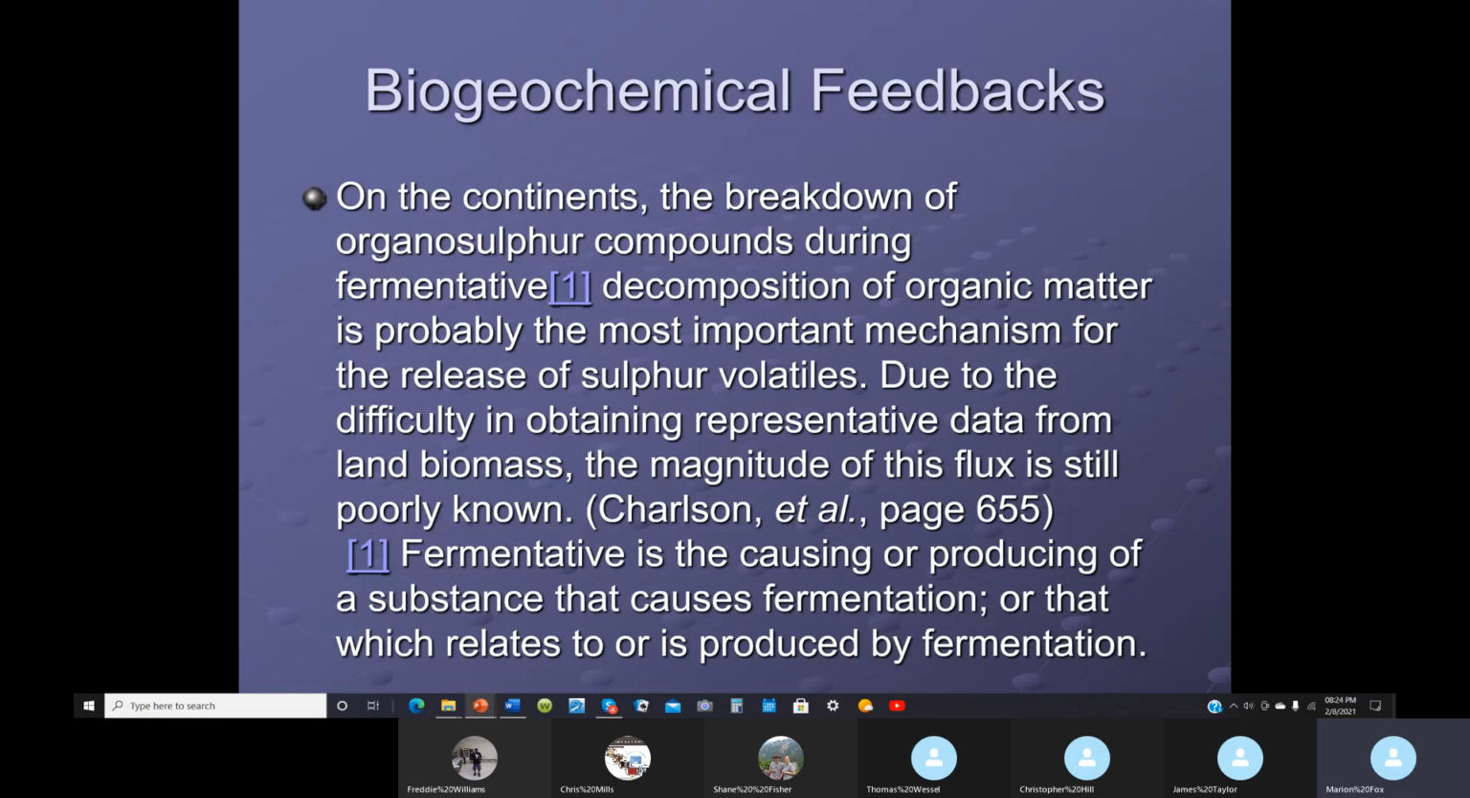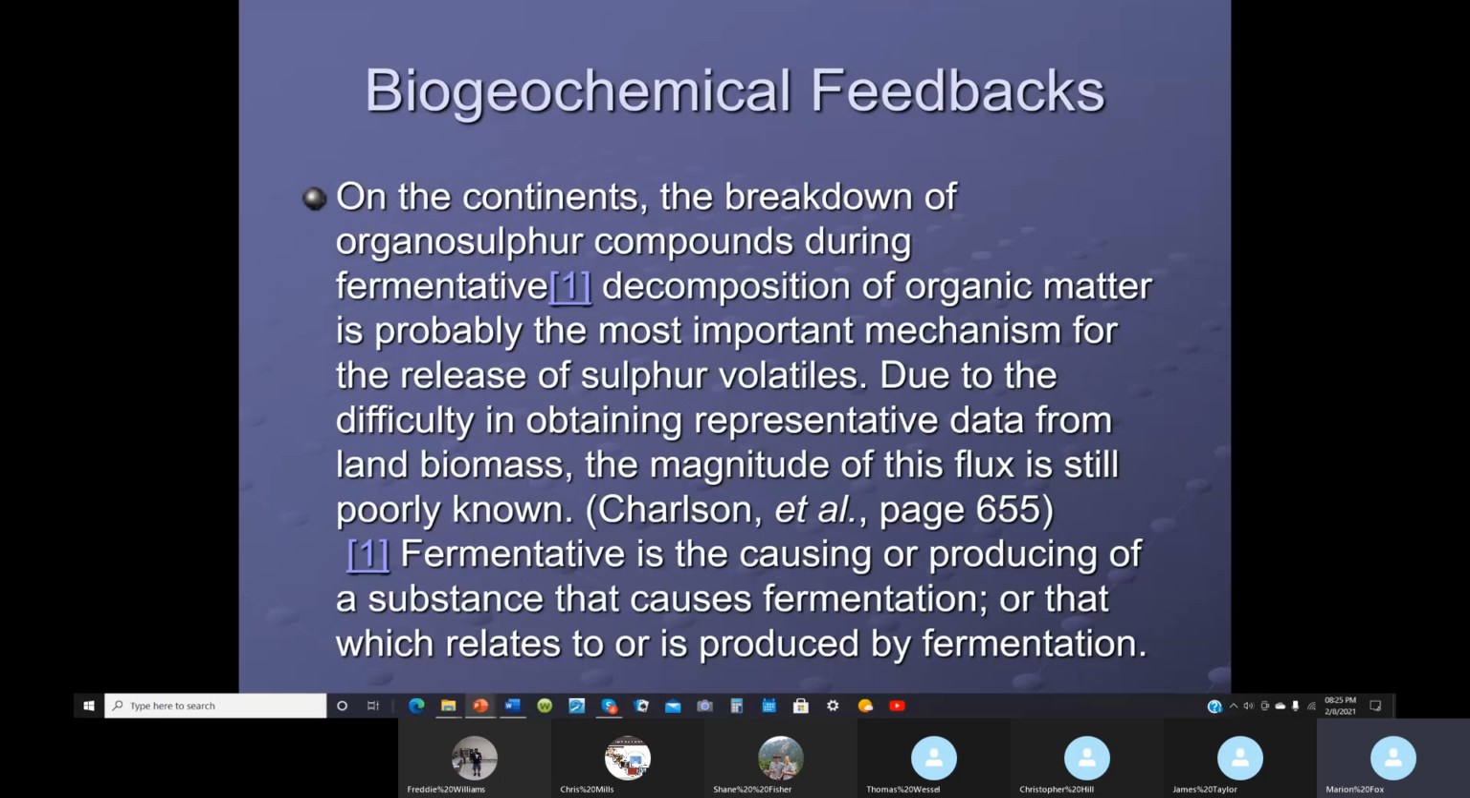So it's all due to fermentation, which won't occur if you have a high oxygen atmosphere and a higher barometric pressure. So we won't have any rain. That's why we didn't have rain. Due to the difficulty of obtaining representative data from land biomass, the magnitude of this flux is still poorly known. Now, what he's saying is biomass, like a pile of leaves out under the forest, will decompose and produce some of these gases. And that's what he's saying.